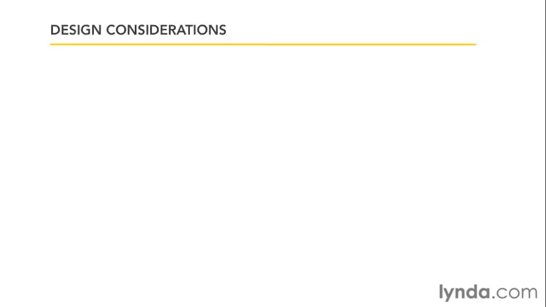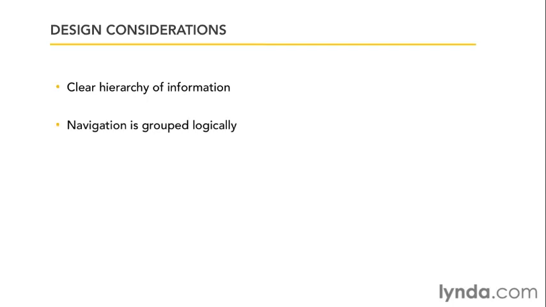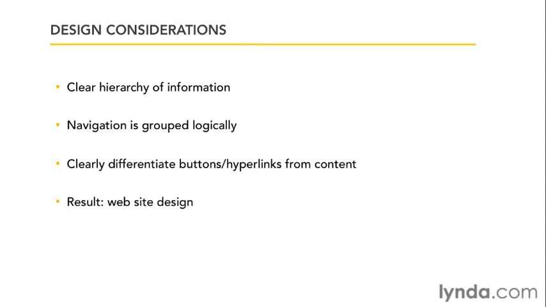Some additional design considerations. You do want a clear hierarchy of information. You want the title potentially at the top or at least larger than everything else. You don't want information fighting with one another, but a clear flow of information is really important. Next, you definitely want your navigation grouped logically in a really clean, sort of easy to use way. And then also, if you have any hyperlinks, you want to clearly differentiate those from the content or the text itself. The result is really going to be the web design.